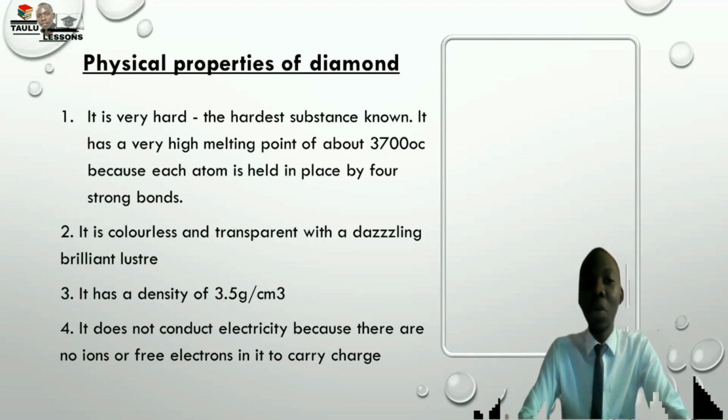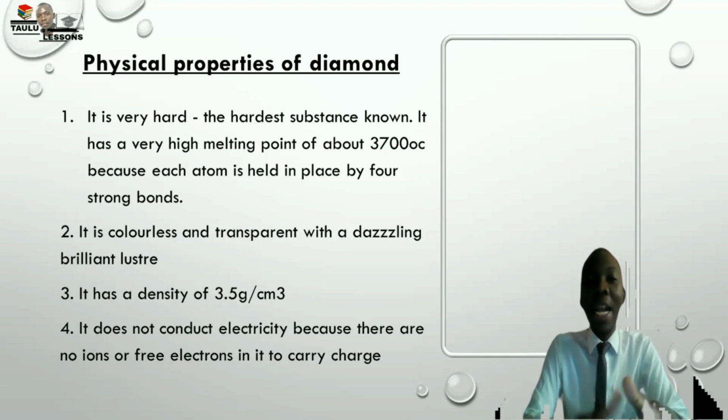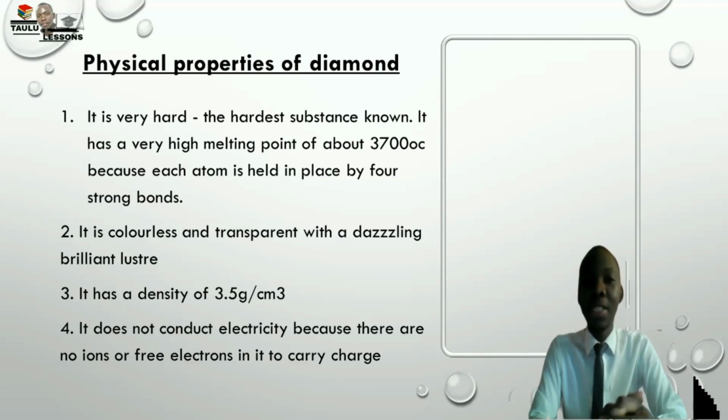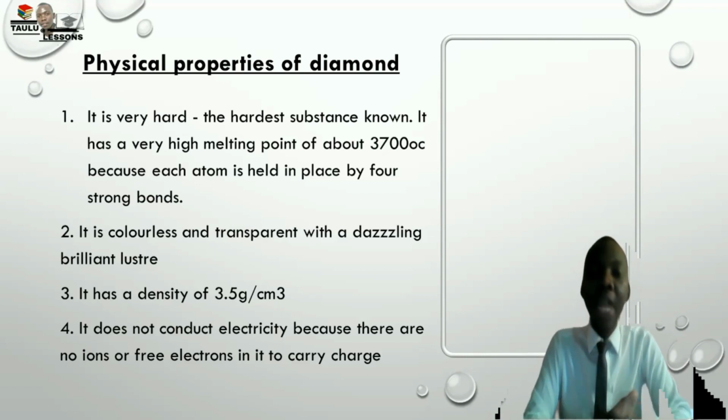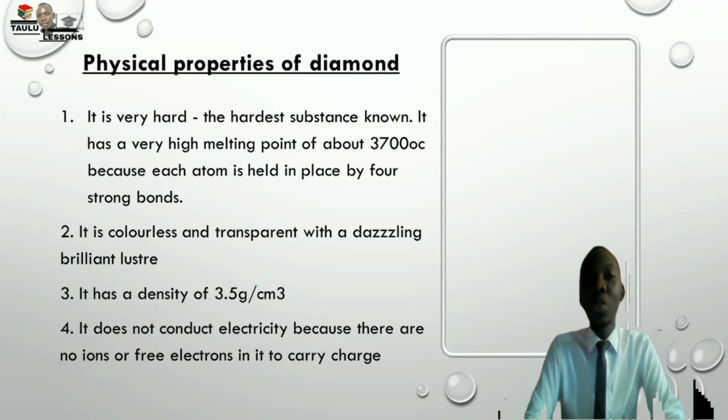Number two, diamonds are colorless and transparent with dazzling, brilliant luster. Number three, diamonds have a density of 3.5 grams per cubic centimeter. And lastly, diamonds do not conduct electricity. Unlike graphite, diamonds will not conduct electricity.